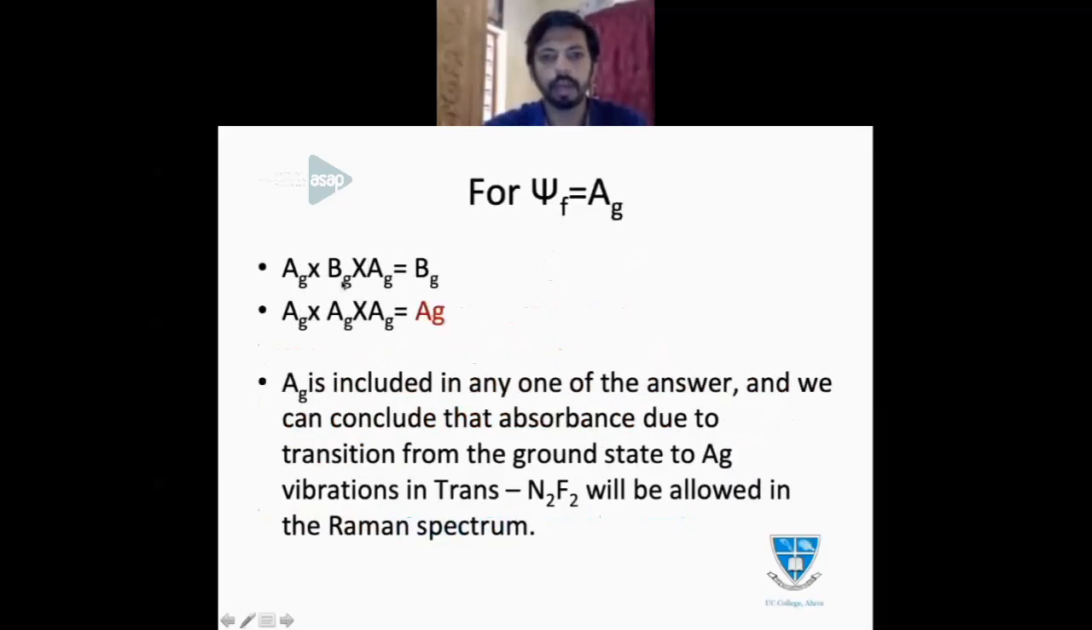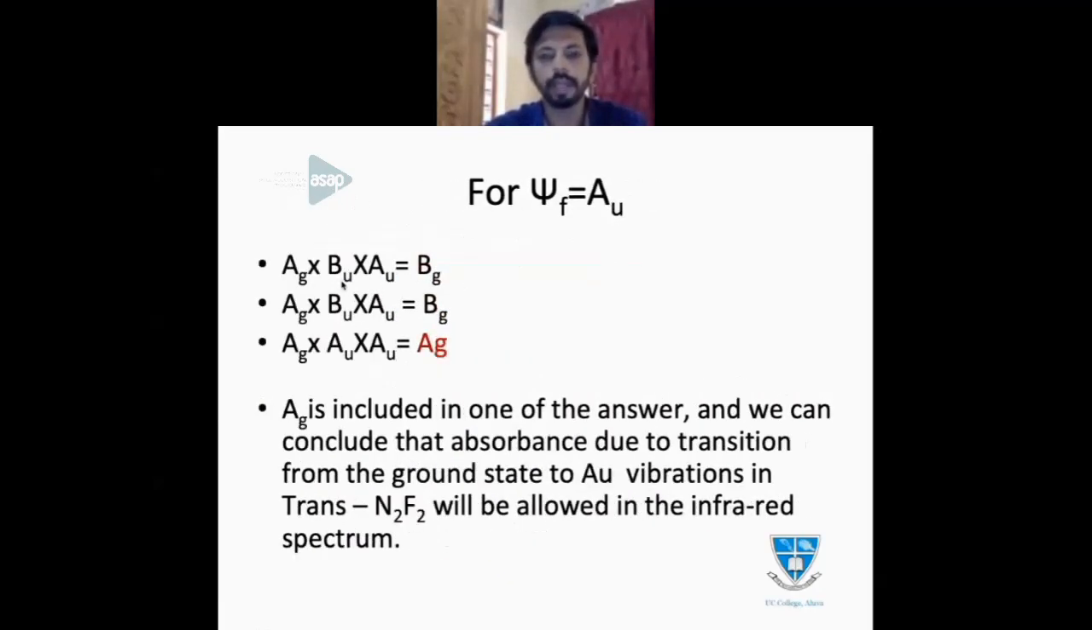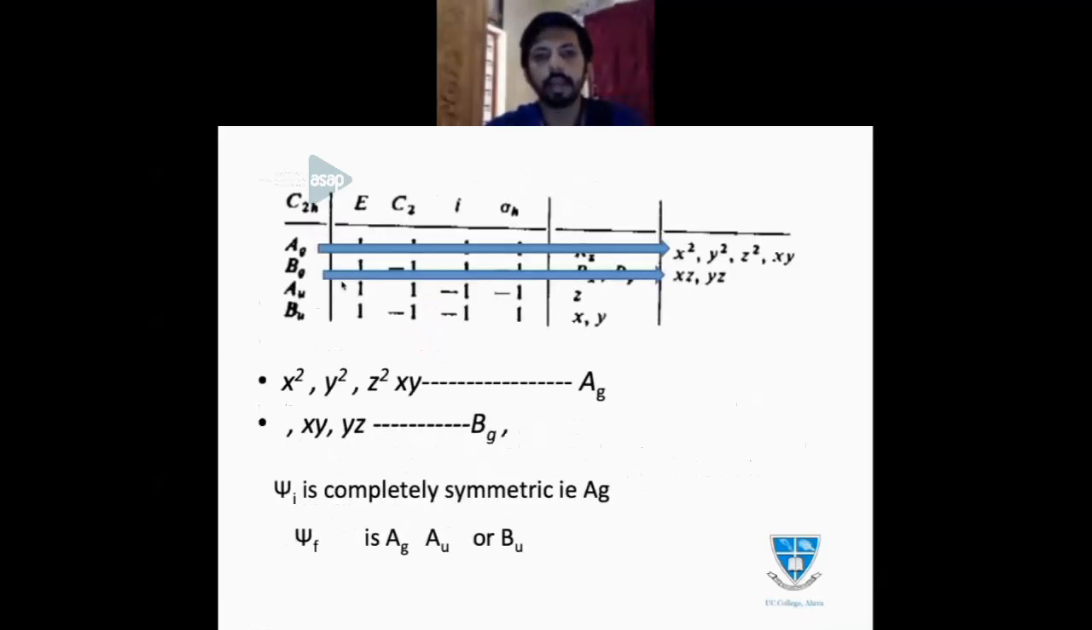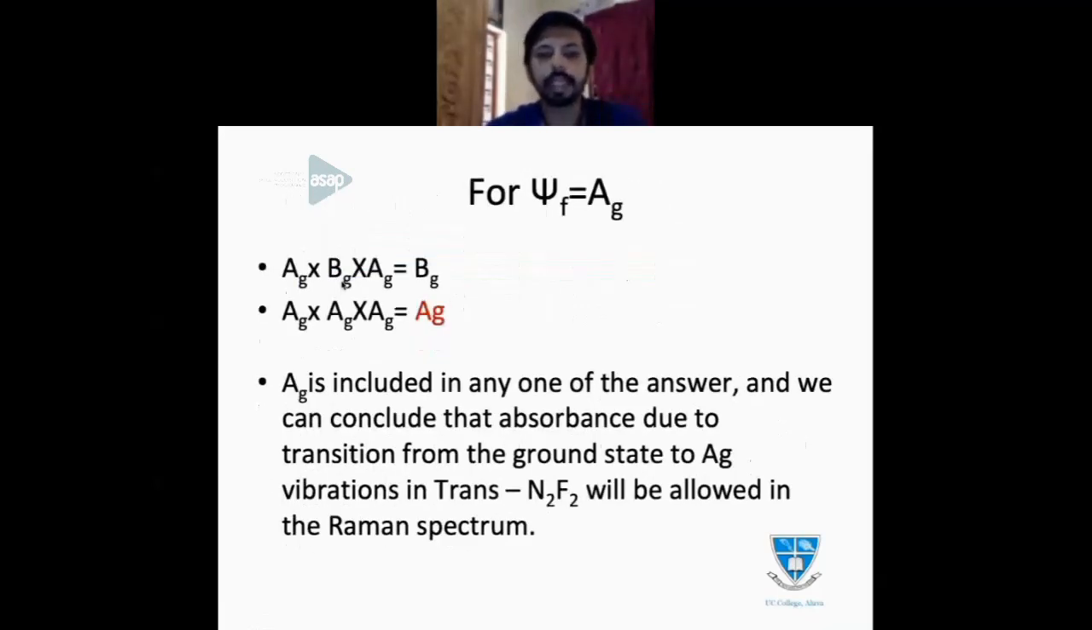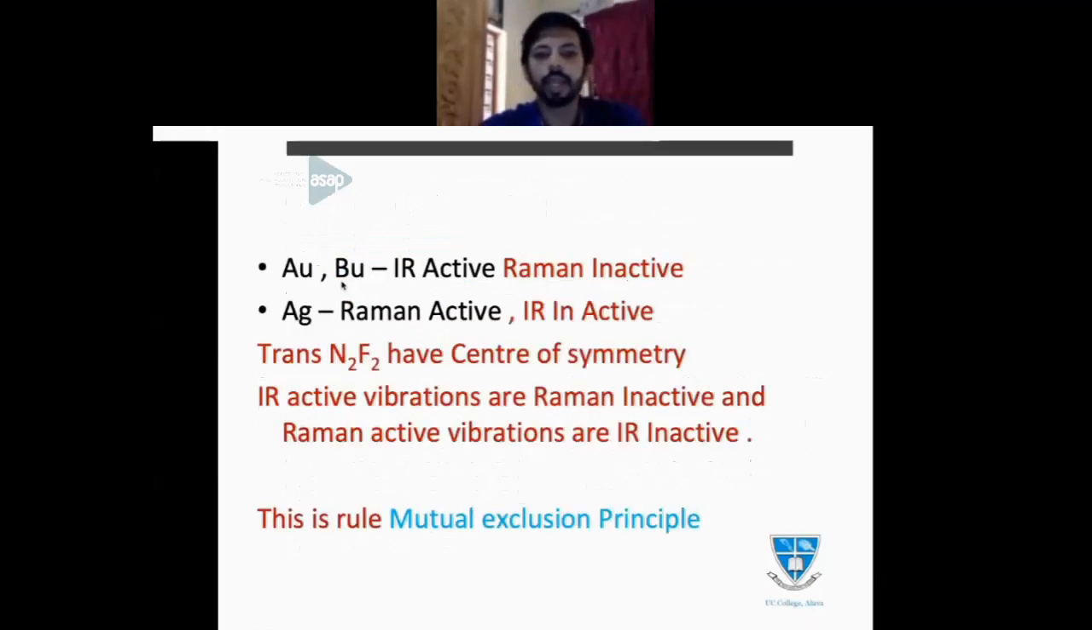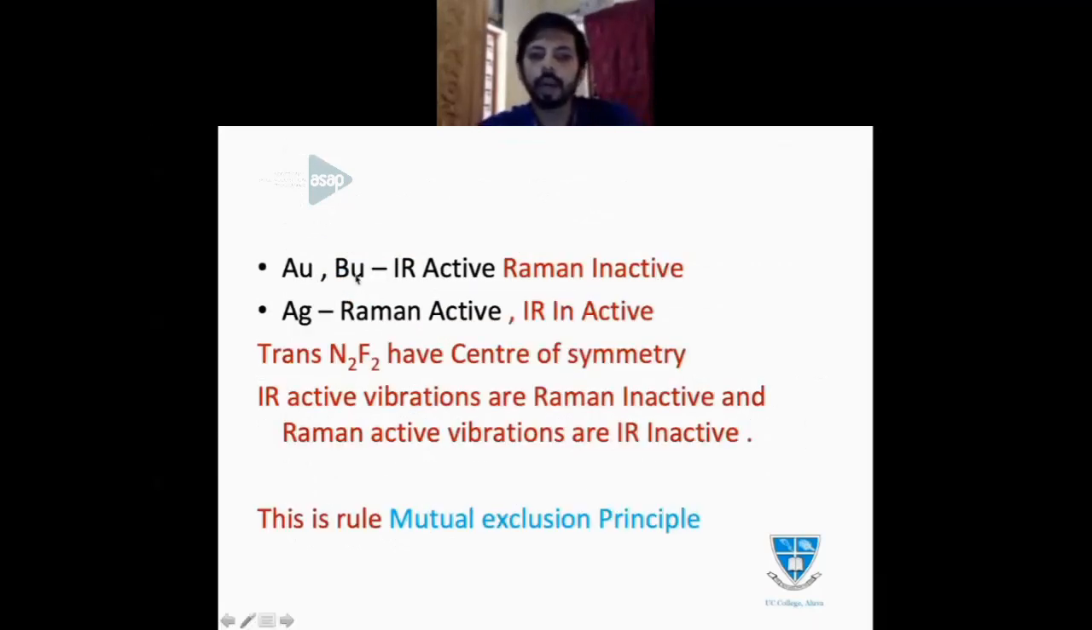We already mentioned that in IR spectroscopy, Au and Bu are allowed. In Raman spectroscopy, only Ag is allowed. So Au and Bu are IR active but Raman inactive, and Ag is Raman active but IR inactive. So we are leading to another rule, that is the rule of mutual exclusion principle.